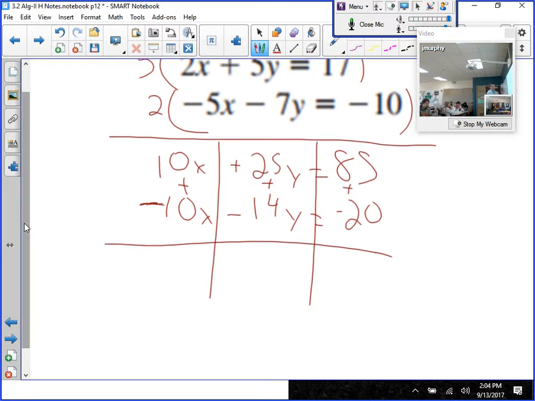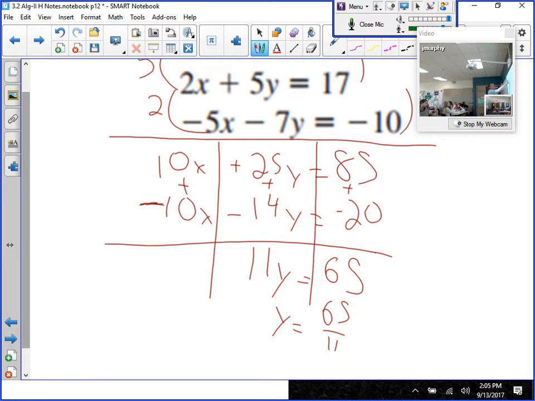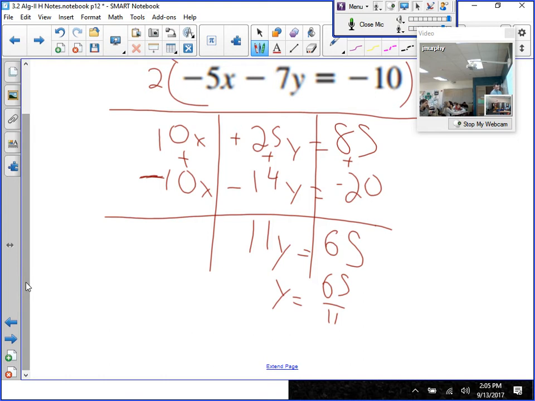25 and negative 14 gives me 11y, and then the other one is 65. Divide it out, you get y is 65 over 11. Okay? So if y is 65 over 11, it's just some funny fraction. Go back to the original equation. Does it matter if I use the top or the bottom one? Nope. I'll use the 2x plus 5y is 17 one.